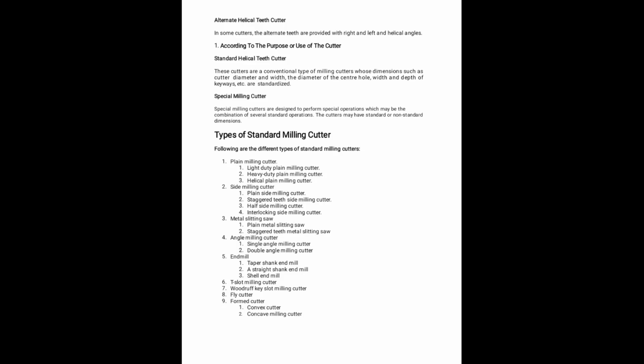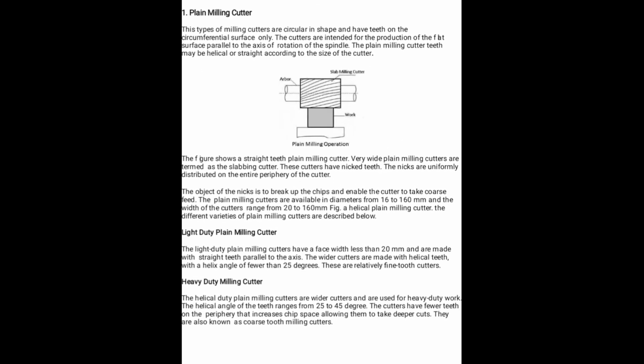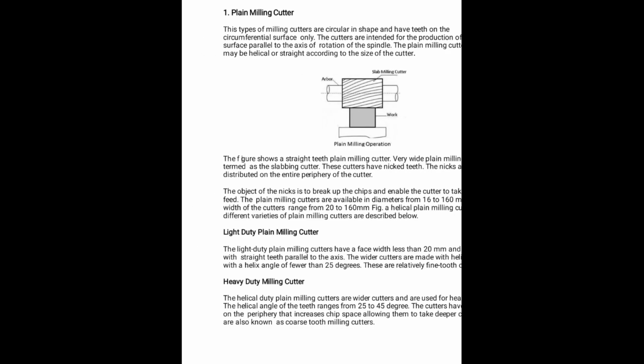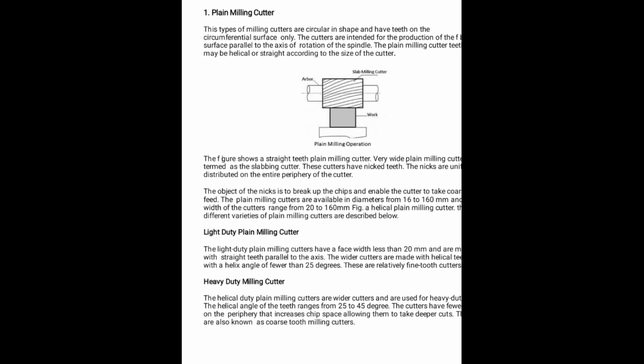And different milling cutters are used for different works. Next, types of milling operations. In the plain milling cutter, this type of milling cutter is circular in shape and has teeth on the circumferential surface only. The cutters are used for production of a flat surface parallel to the axis of rotation of the spindle, like the diagram.